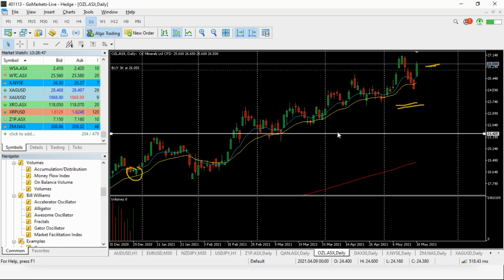If we look at ores and minerals, we've got to go a long way back to get a moving average cross on this. There we go. There's our moving average cross. There's our candle of interest. We trade this. We'd probably take profit around here.